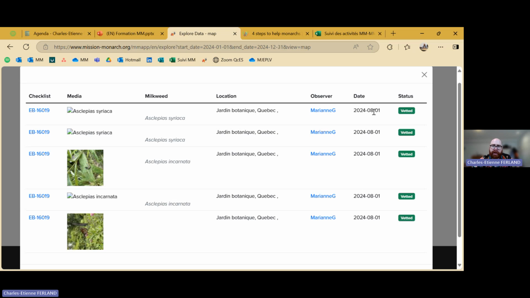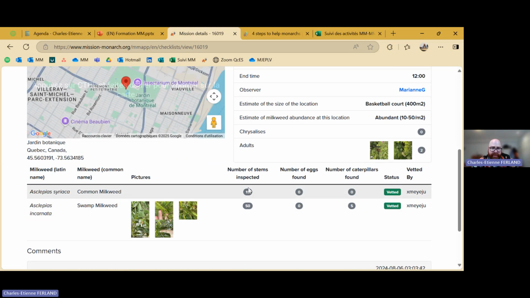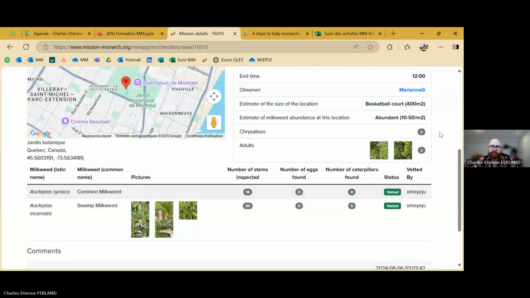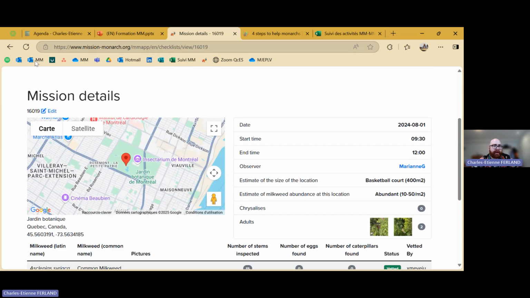These were done on 2024-081. I'm clicking on the checklist, and I see that this person has examined 15 stems of common milkweed, 50 stems of swamp milkweed. No monarch eggs were found. However, 5 monarch caterpillars were found, and this person observed 2 adult monarchs while doing this survey. So this is how we examine data.